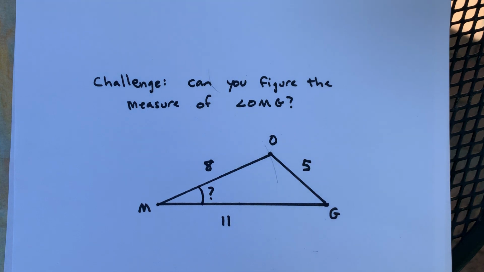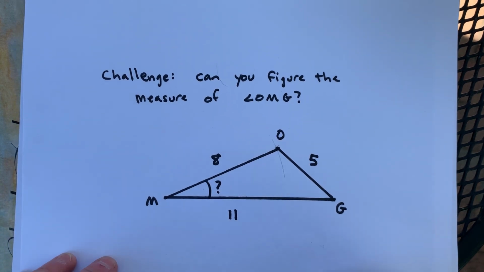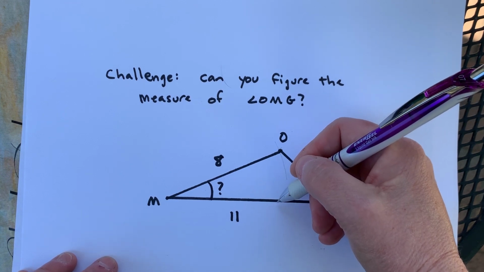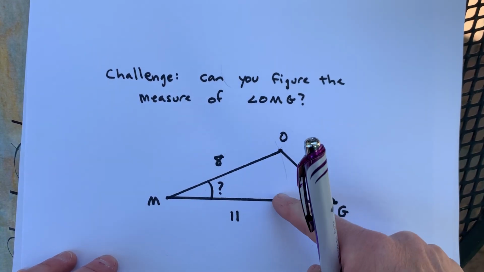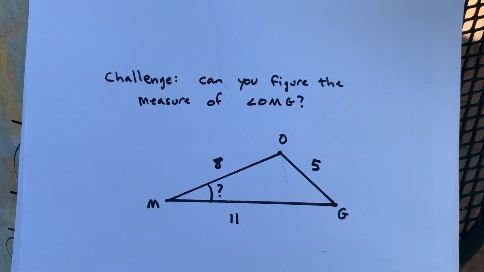So this was your challenge from this morning, to try to figure out what is the measure of angle OMG, this guy right here. And so let's take a look at this. The thing is, if I tried to use right triangle geometry and maybe drop a perpendicular, I wouldn't know this height. I would know this length. I mean, I wouldn't know enough information to use any of my sine or cosine or tangent. So right triangle trigonometry is not going to help me.